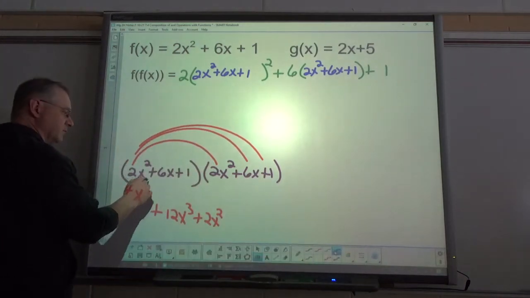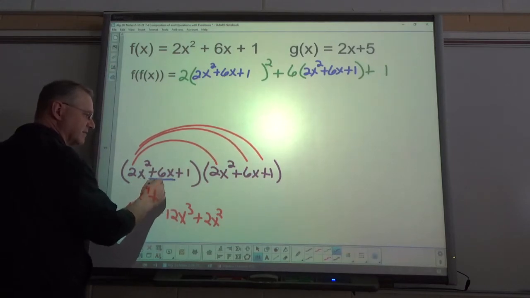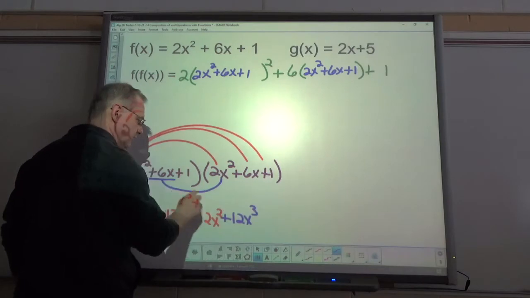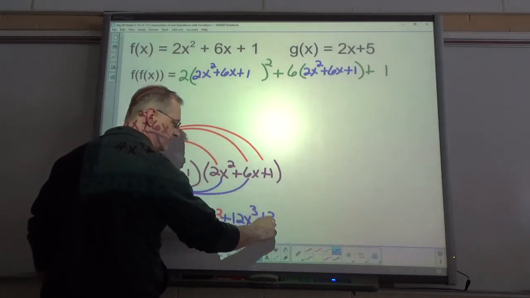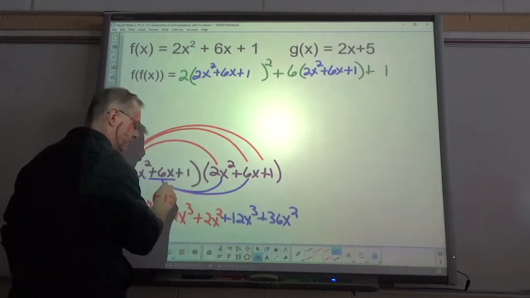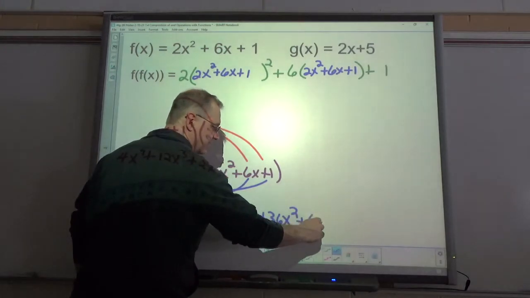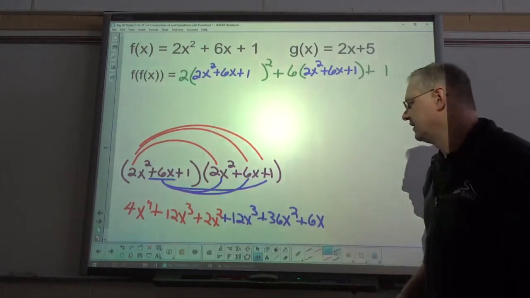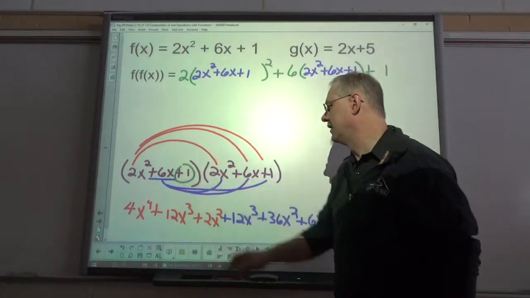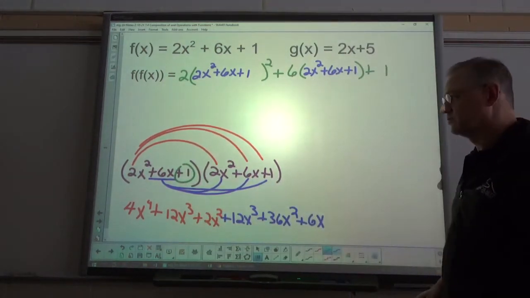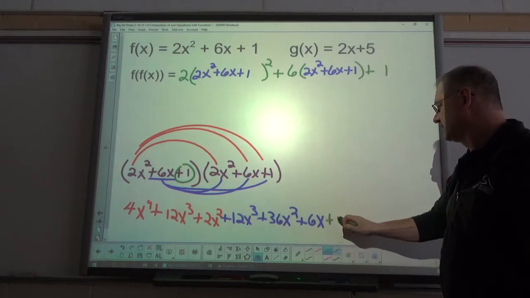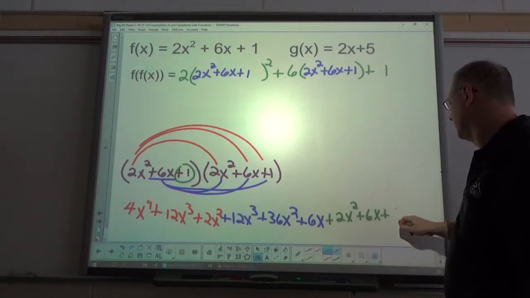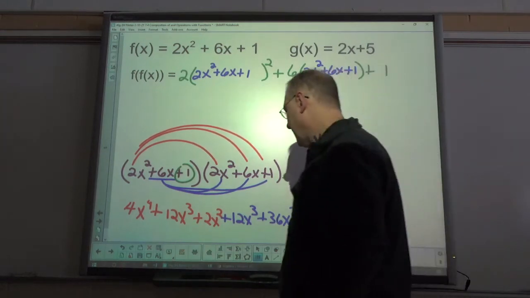Now I've used up this one, so I'm going to go on to the 6x: plus 12x to the 3rd plus 36x squared plus 6x. And then on the end, I'm distributing the 1, which really just repeats what's in the second parenthesis, plus 2x squared plus 6x plus 1. I have to add this all up.